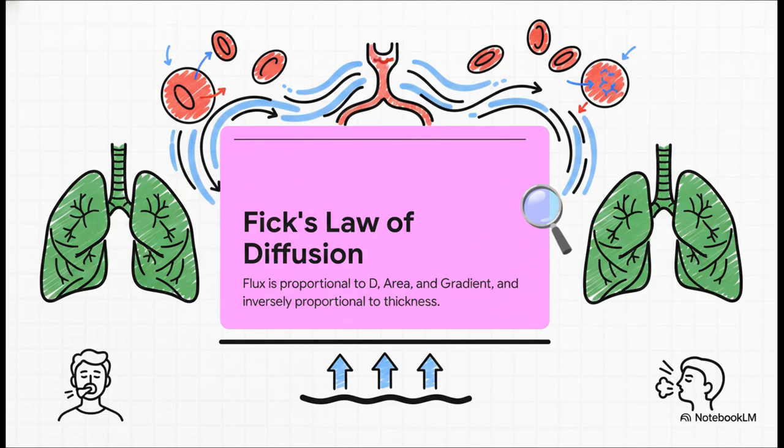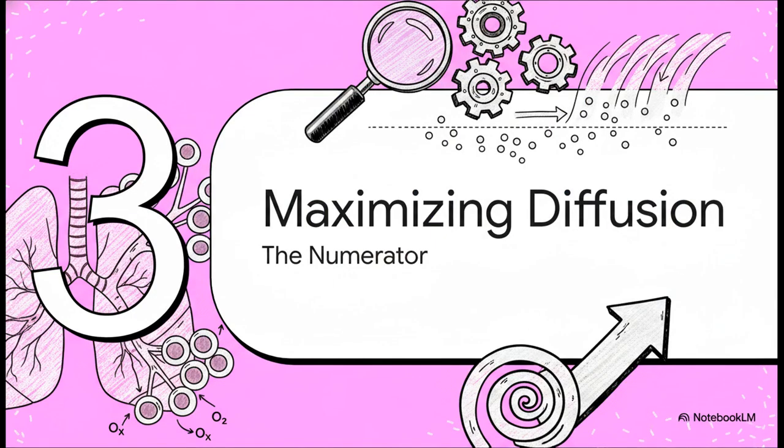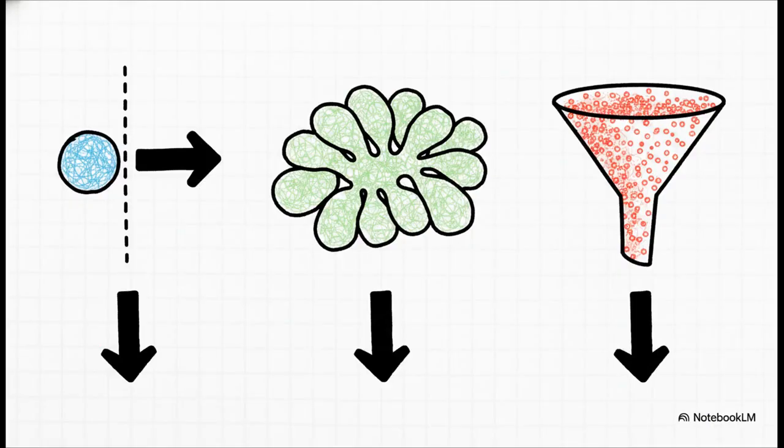And I really want to emphasize something here. This is not just some abstract equation to cram for your boards. No way. This is the literal, mathematical difference between your patient breathing comfortably on room air and your patient coding in the ICU. So let's break that equation apart. Moving to section 3, maximizing diffusion, or as I like to call it, the numerator. There are 3 primary variables in the top half of Fick's equation that really push and promote the flux of gas. We've got the diffusion coefficient, the surface area, and the concentration gradient.